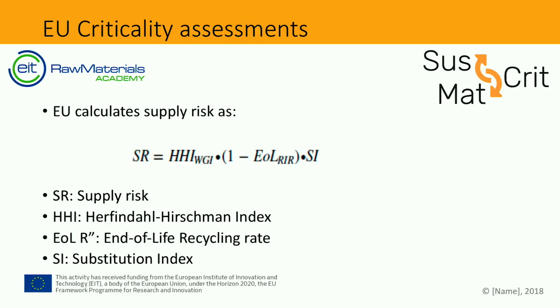Recyclability is measured by the actual end-of-life recycling input rate, the share of recycled materials in the total input. Substitutability is measured by the substitution index, an expert estimation about the existence of a substitute in the applications of a critical material. Geopolitical risk is measured by the Herfindahl-Hirschman index, an index that says something of the concentration of the production of the material.